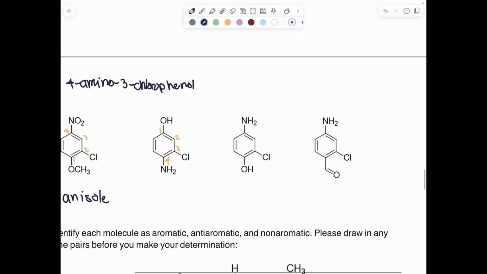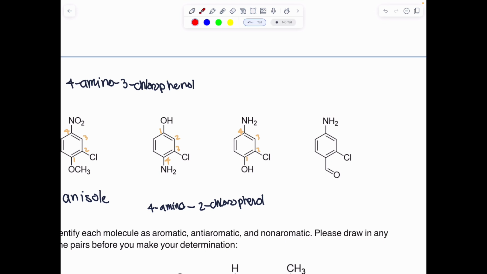The next example has all the same substituents, just in a different order, but they're still going to have the same priorities. So the OH comes first, it's going to be carbon 1, and then to give the lowest numbers to the remaining substituents, we're going to number through the chlorine first and then the amine. So the parent name again is phenol, and then we have 4-amino, 2-chloro. So very similar to the previous one, but we have chlorine on 2 instead of 3.